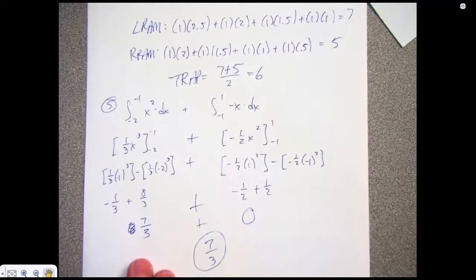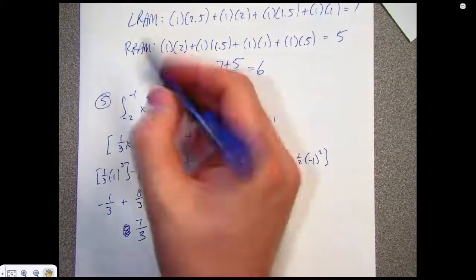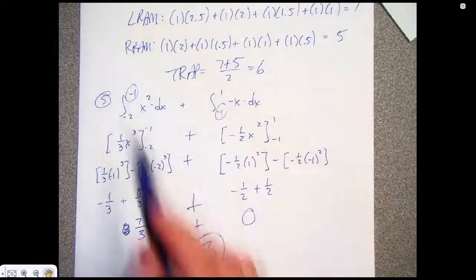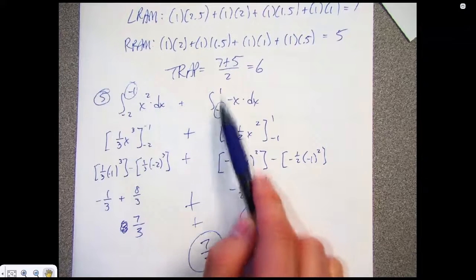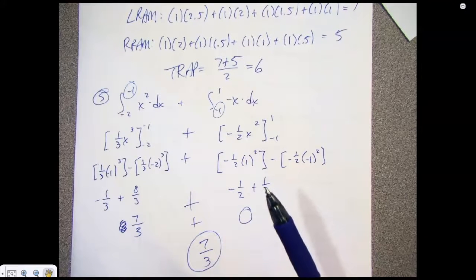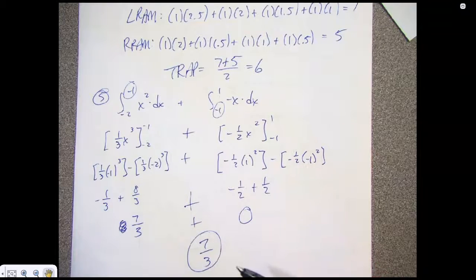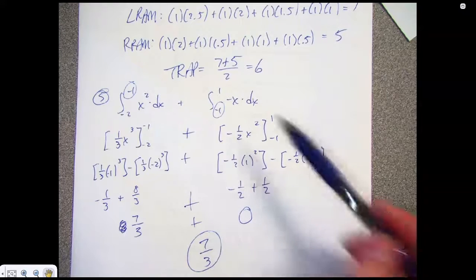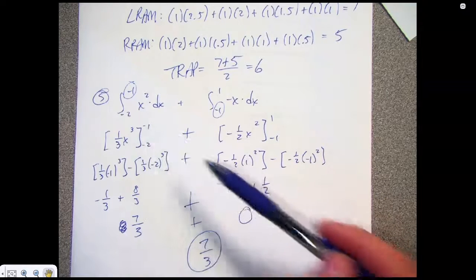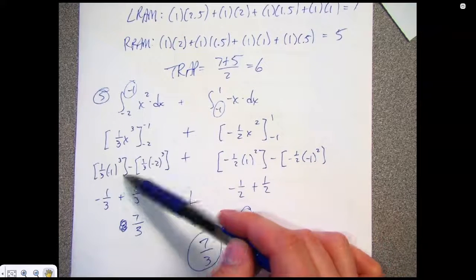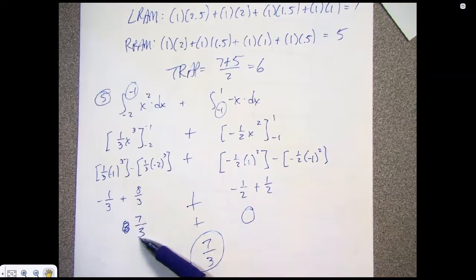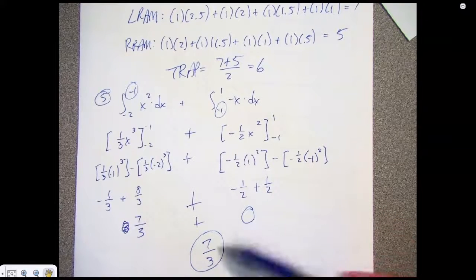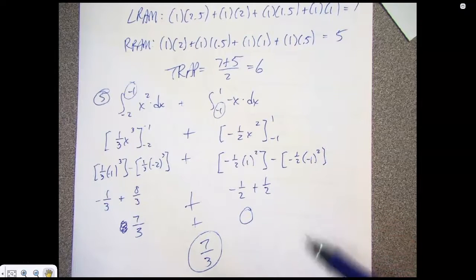Number 5 is a piecewise. So at negative 1 is where the split is. So prior to negative 1, you're integrating x squared. And after negative 1, you're integrating negative x. And then this is pretty straightforward, I think. I mean, it's easy to make a mistake. I don't mean that, but I just mean it's something we've done a lot. So you're integrating, you're plugging in the top, minus plugging in the bottom. So negative 1/3 plus 8/3 is 7/3. And then this part comes out to 0. So you just get 7/3.